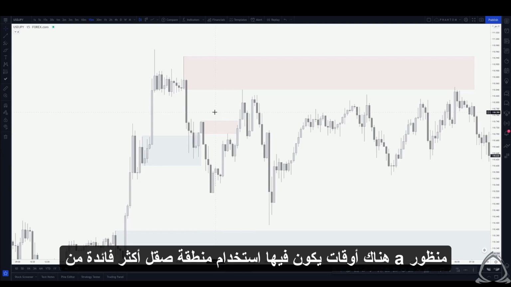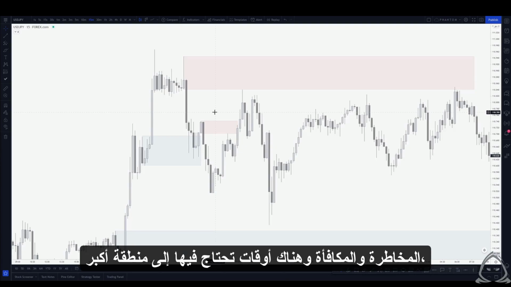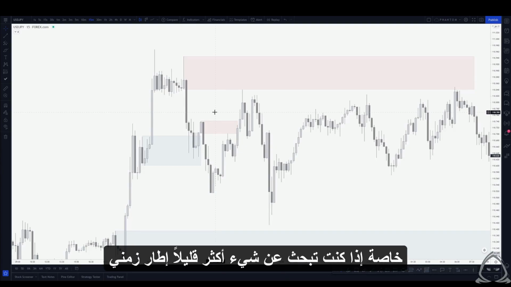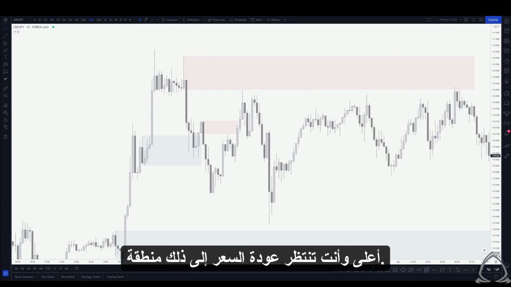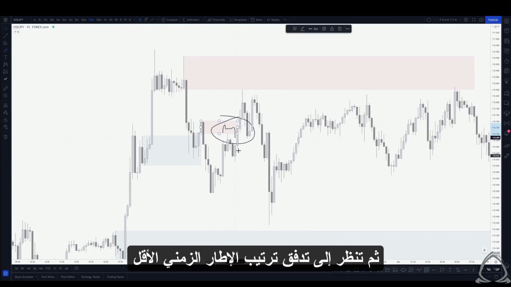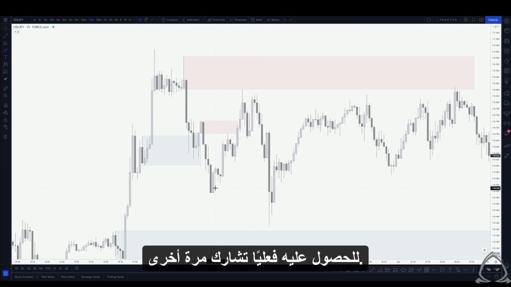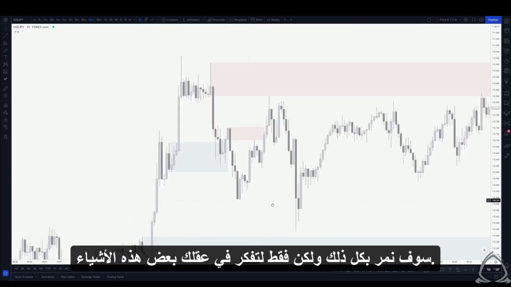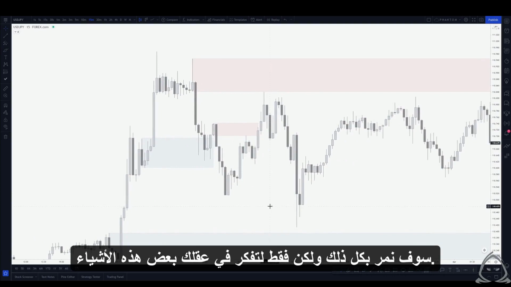There are times when using a refined zone is more advantageous from a risk to reward perspective. And there's times when you need a larger zone, especially if you're looking at something that's a little bit more higher time frame and you're waiting for price to return into that zone, and then you're looking at lower time frame order flow to actually get involved. Again, we'll go through all of that, but just to get your mind thinking about some of these things.